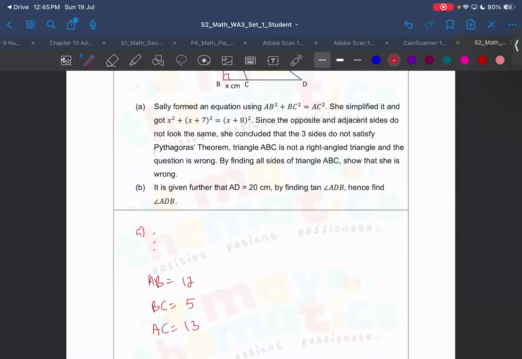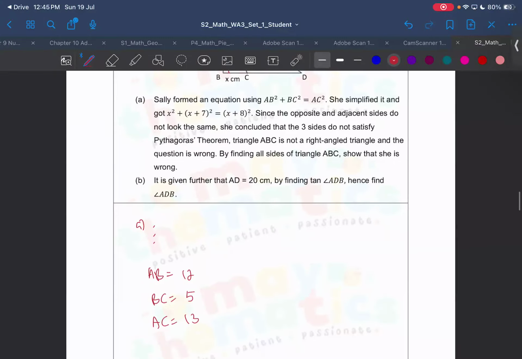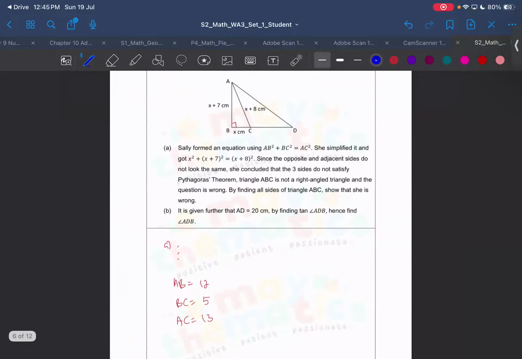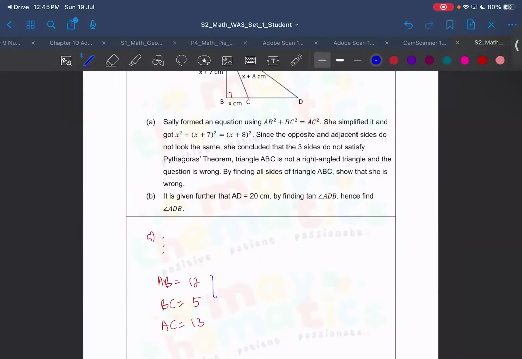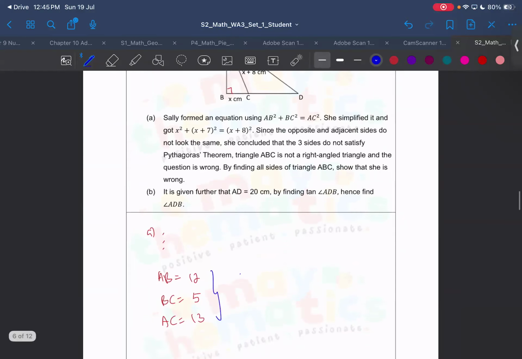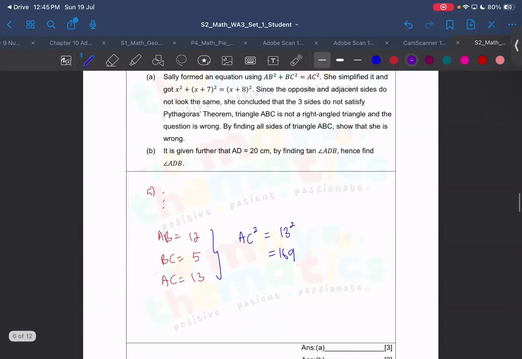So how to explain that she is wrong or correct? What do you think? Is she wrong or correct? Wrong, right? Because you use Pythagoras to prove. AC is by right my longest side. So if she is correct, it means my AC square will be equal to this square plus this square. Remember, to prove you have to find left and right. Find your AC square first, and then the sum of the adjacent and opposite side.